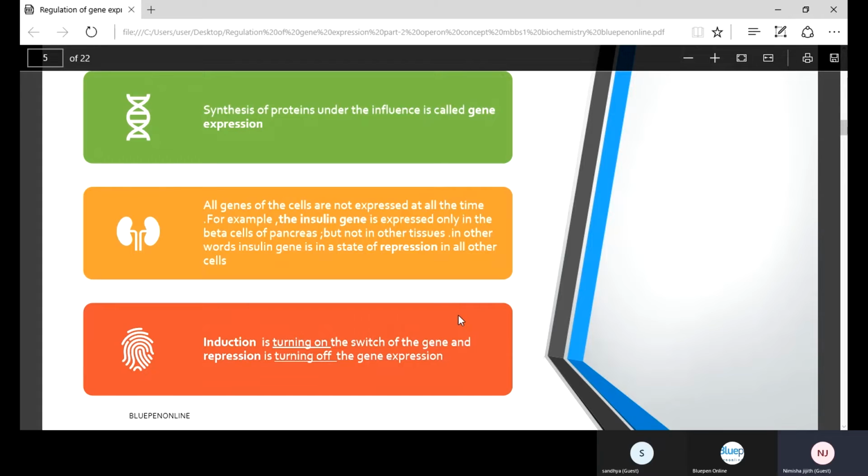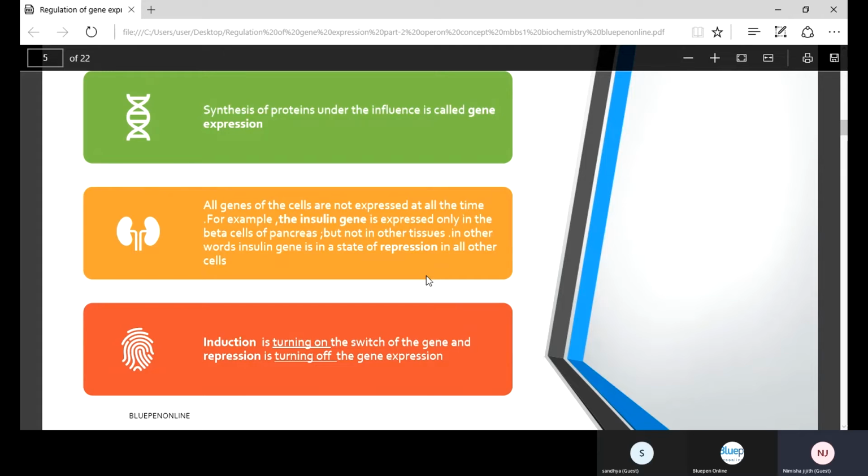Then we are entering into 2 words, induction and repression. Induction is turning on the switch of the gene, and repression is turning off the gene expression. So the synthesis of protein, we have to synthesize that particular protein when it is required.